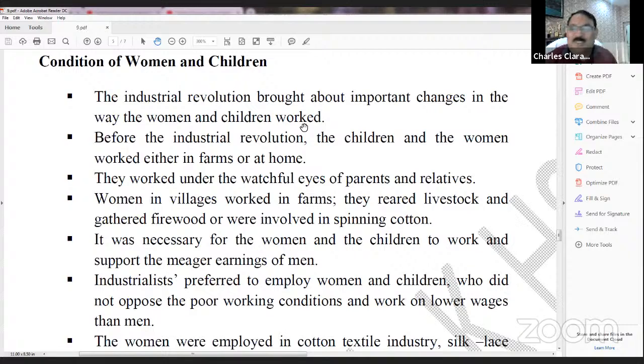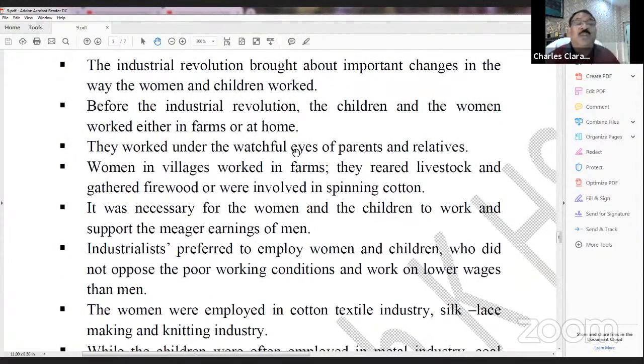I'm going to the condition of women and children. Okay. The Industrial Revolution, the condition of women and children. I told you the condition of laborers. Look at the condition of women and children. The Industrial Revolution brought about important changes in the way women and children worked. Before the revolution, children and women worked in farms or at home. They worked under the watchful eyes of their parents and relatives.